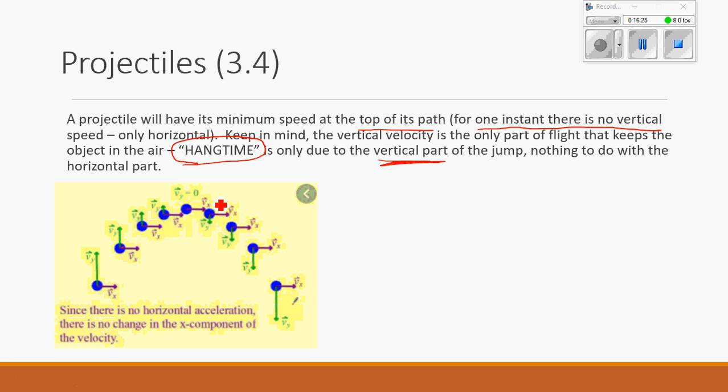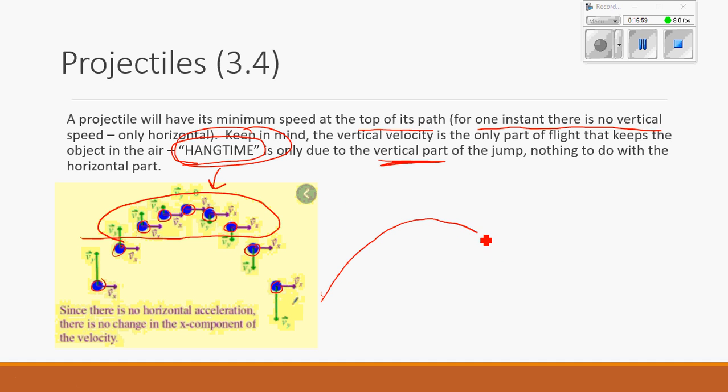So if you look at this picture, knowing that each one of these ball positions is the same amount of time, the difference from each position is the same amount of time. Where do you see most of them? Right up here in the top. Okay, so it's kind of important to know that when you have this hang time, it's all about the top of the projectile motion.